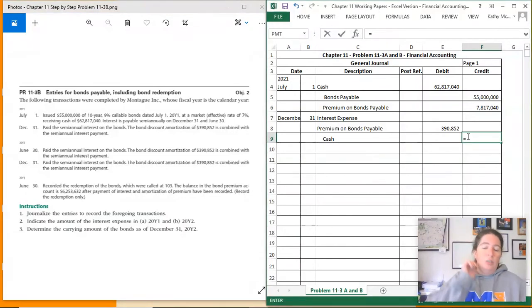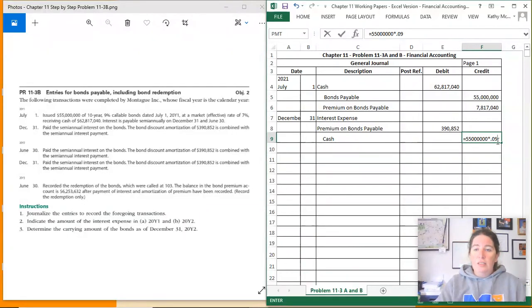So we're going to type in our equal sign. Again, you can do this on paper and with your calculator if you would like. I'm going to have Excel do my math for me. So I'm going to do 55 million. That's how much of the bonds that we issued. I'm going to multiply that times 0.09. I got that number by looking at July 1st because it's a 9% bond. That's my interest rate, 0.09.